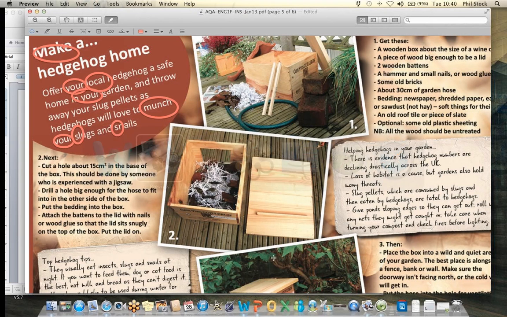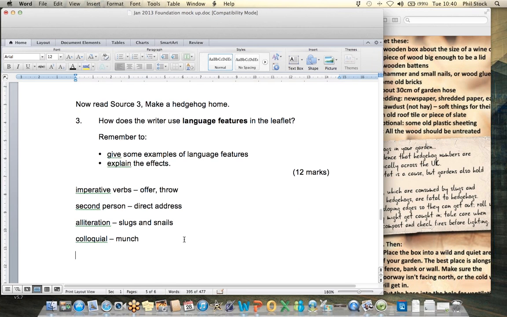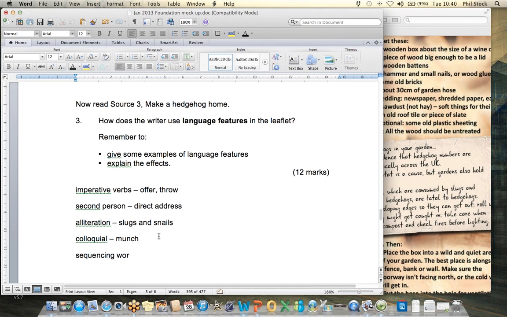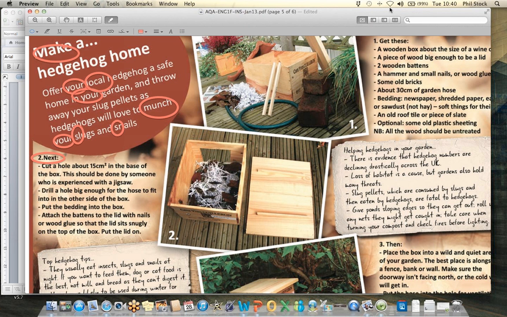What else have we got? Let's look at maybe this bit here. Next. Oh, that's interesting. Next, what kind of word is that? I don't know the name of it, but it seems to be moving me on from this particular set of points to something new. So if I describe that as maybe sequencing words, discourse marker, it's helping me sort of move from one idea to the next and showing me where to progress in my making of my hedgehog home.